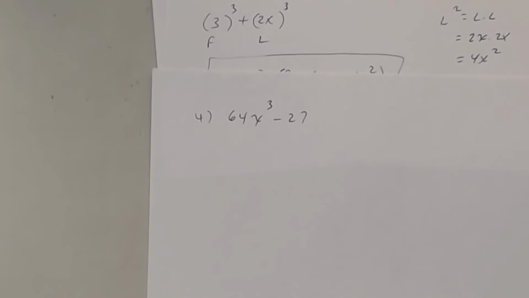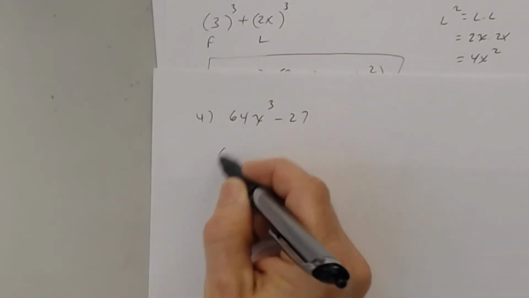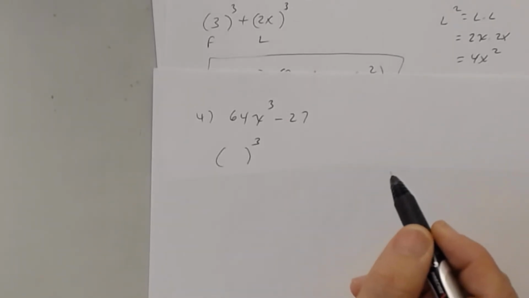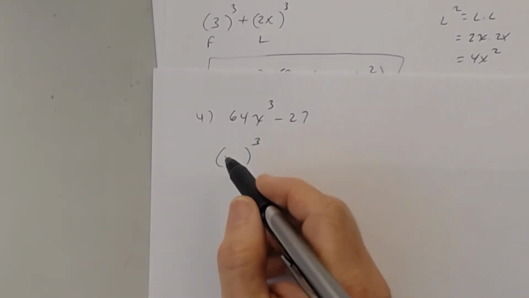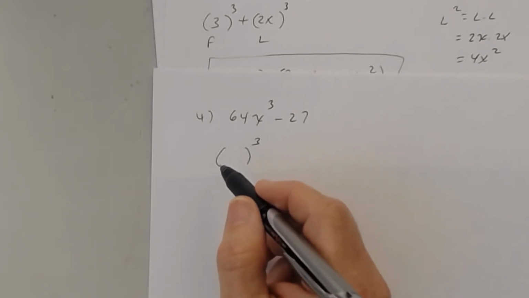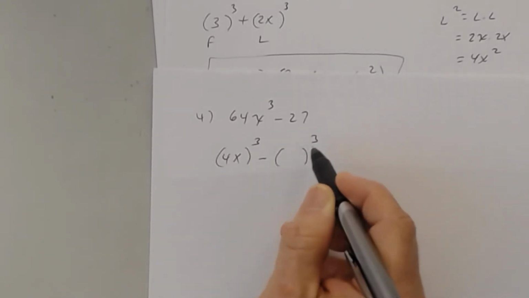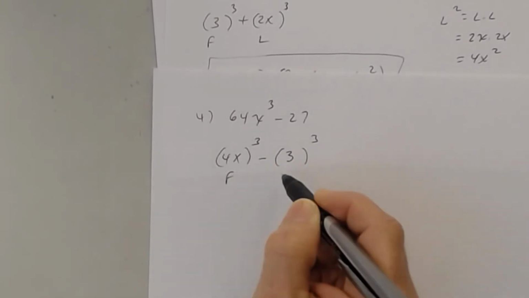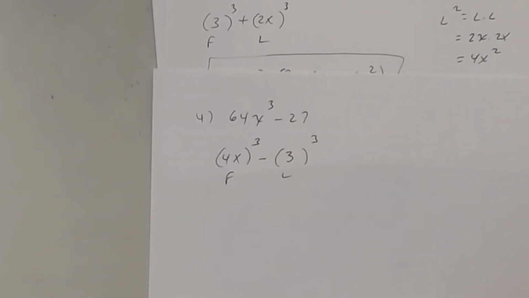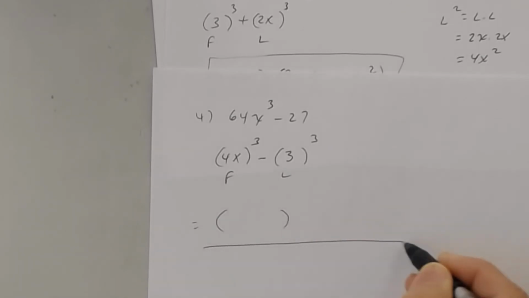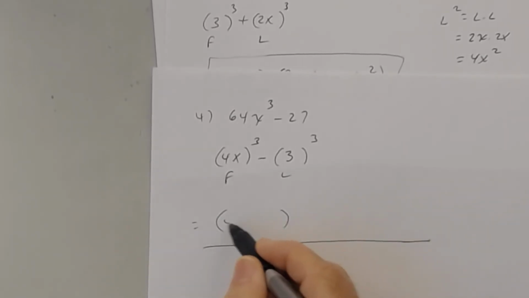How many terms do you see? 2. What sign's in the middle? Subtraction. What do you think it is, the difference of two squares or two cubes? Two cubes, because I can write 64x cubed as what times itself 3 times? 4 times 4 times 4 is 64. So 4x. I can write 27 as 3 cubed. So there's my f, there's my L, and all you do is use your formula. What's my binomial? 4x minus 3. Very good.